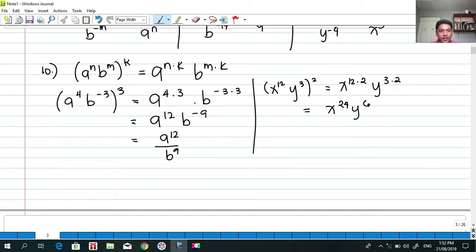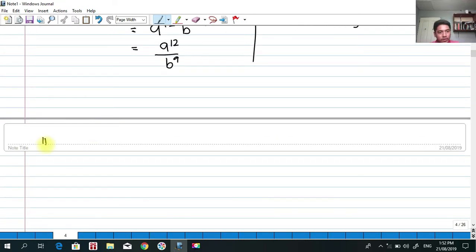And lastly, for this lecture, the last property: we have a raised to n over b raised to m, raised to a certain integer k. So still the same. Since it is raised to a certain number k, we should be multiplying it both for the numerator and the denominator. A raised to n multiplied by k, and b raised to m multiplied by k.